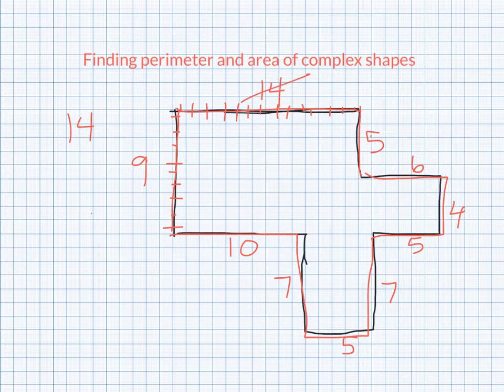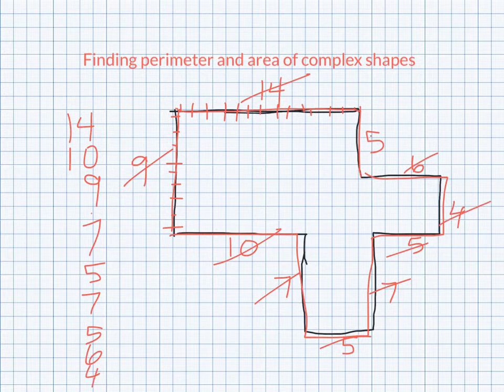14, 10. Notice I'm crossing off my numbers so I know that I have added them to my list and haven't forgotten any of the numbers. 7, 5, 7, 5, 6, 4, and 5. Now I can add up my numbers.